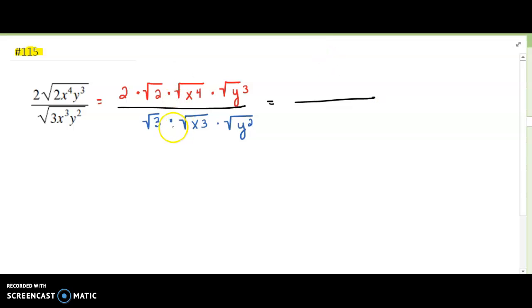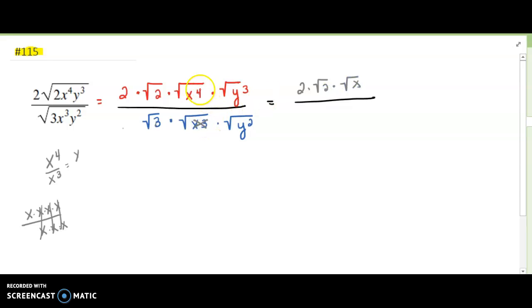Alright, now 2 over 3 can't be simplified. Well, x to the 4th over x to the 3rd is just x, because we have x times x times x times x. That's x to the 4th over x to the 3rd. Those go away, those go away, those go away. Just left with x. So I'd have 2 times square root of 2 times square root of x.